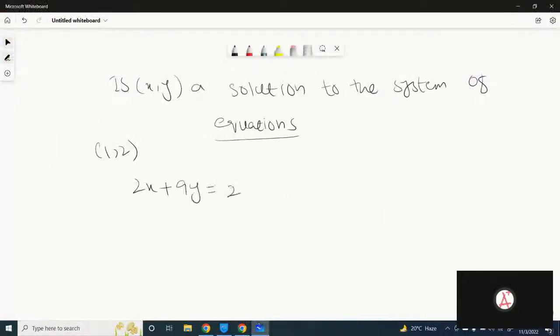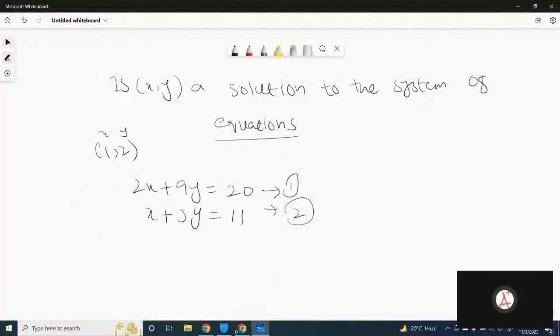2x plus 9y equals 20, and the other equation is x plus 5y equals 11. So what you have to do is check whether this is the solution. Replace both the equations with these values. Got it? Let's suppose this is equation 1 and this is equation 2.